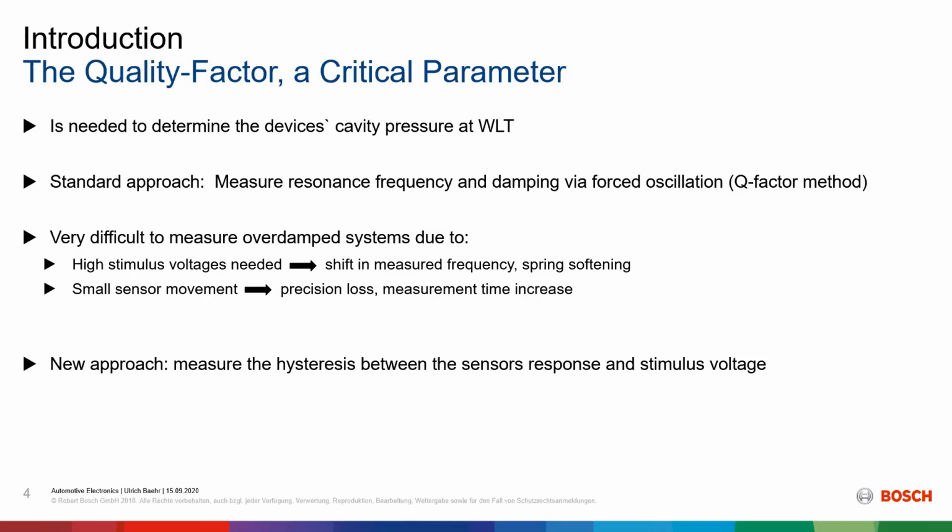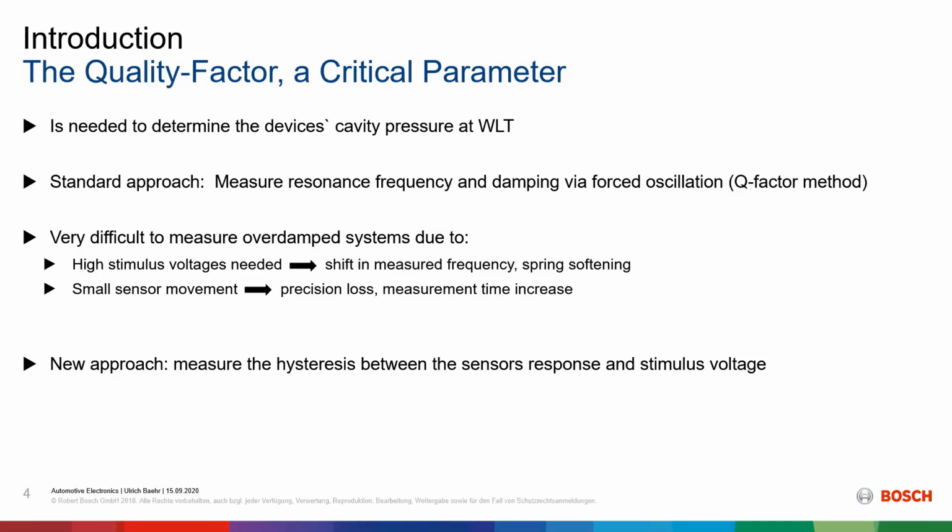The standard approach is to measure the resonance frequency and the damping via forced oscillation, which is called the Q-factor method and is done widely in the industry, and is a very reliable method, of course. It brings its own problems though. One of the problems is that when you try to measure overdamped systems, you need very high stimulus voltages to get anything moving in there, which makes sense, I guess.